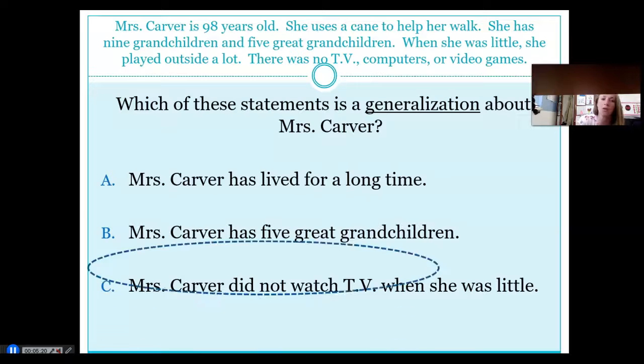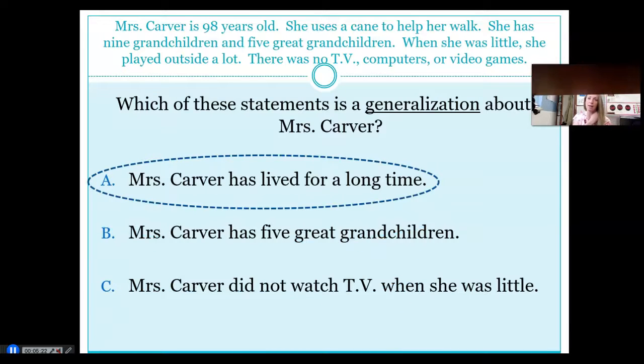If you chose A, you are correct. The whole story isn't about her 5 great-grandchildren. The whole story is not about her watching TV. That whole story is about Mrs. Carver living for a long time.